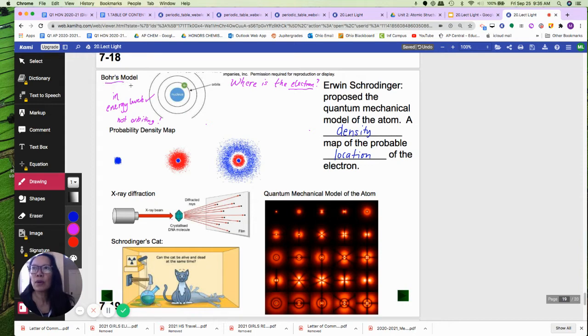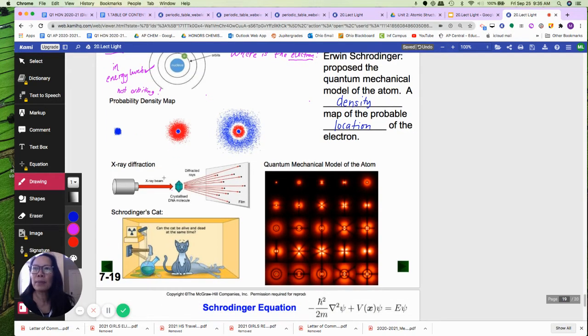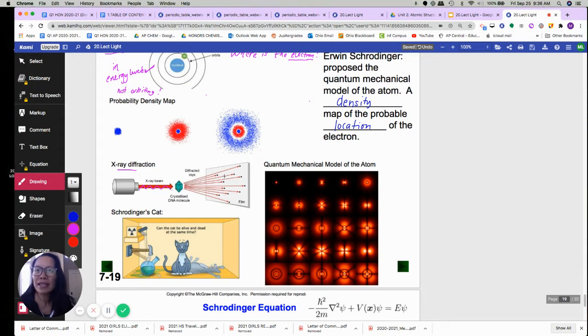According to Bohr's model, the electrons are in energy levels, which we still believe to this day, but they are not orbiting. And the problem is we don't know exactly where they are. Here is an example of something called X-ray diffraction. You give an X-ray beam onto a crystal if you want to know how the atoms within that solid are arranged. For example, if it's a DNA molecule, you shine an X-ray beam and diffract it, and you can tell that there's a helical structure in the DNA as given by the diffracted rays.